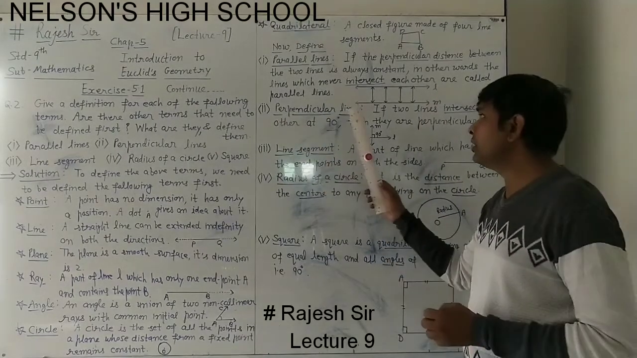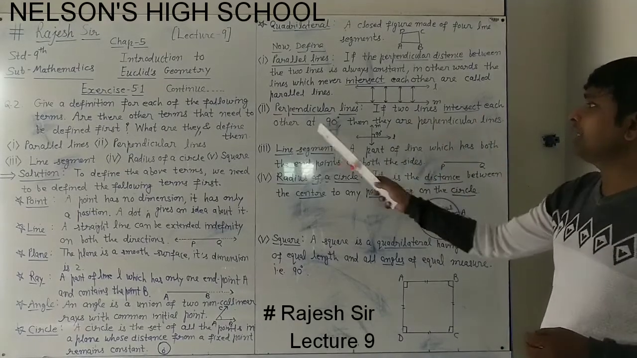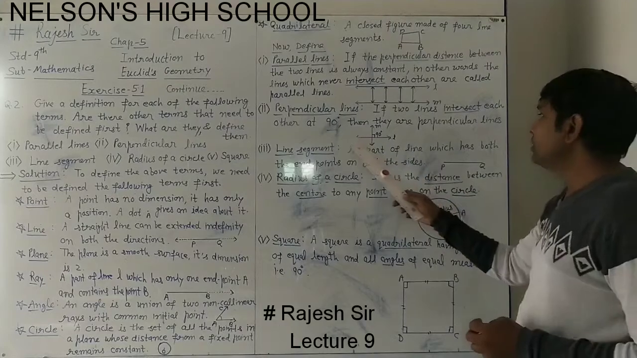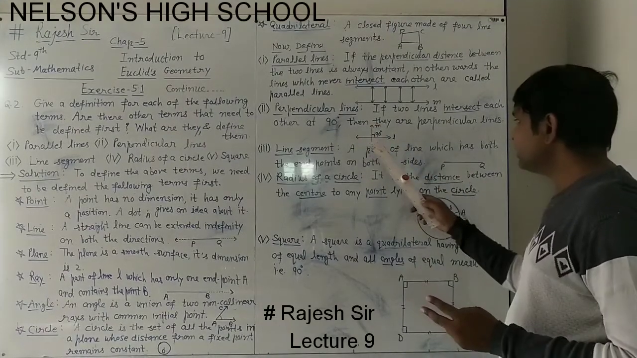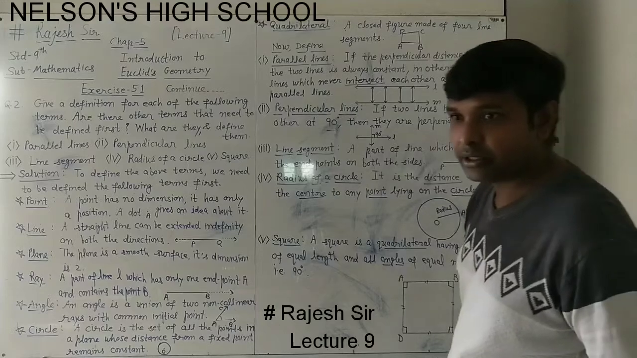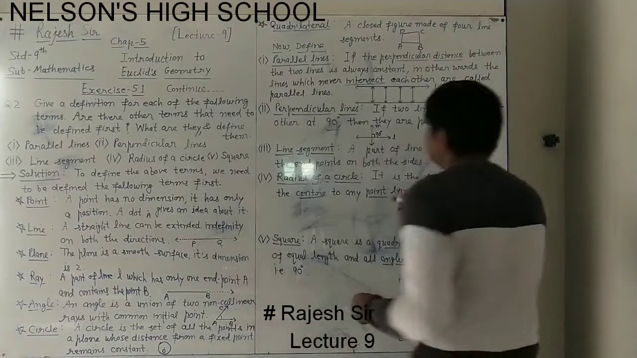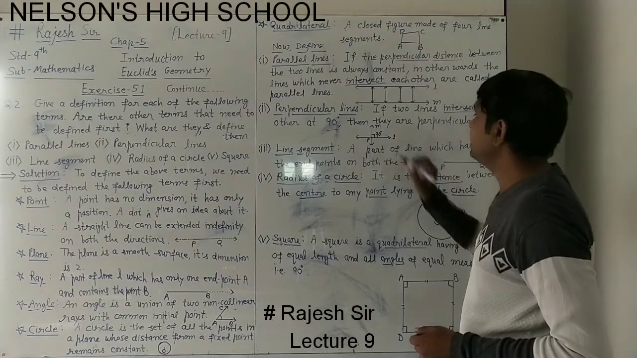Next we have perpendicular lines. If two lines intersect each other at 90 degrees, then they are perpendicular lines. By figure we can show, this is the L line, this is the M line. Two lines are there, they are intersecting each other at this point. We can give this a name. Suppose both the lines are intersecting each other at point P.